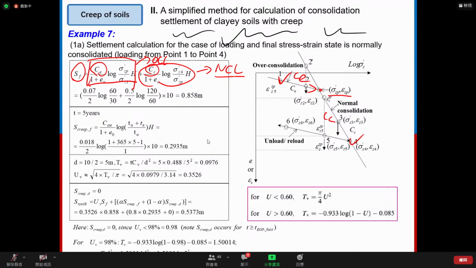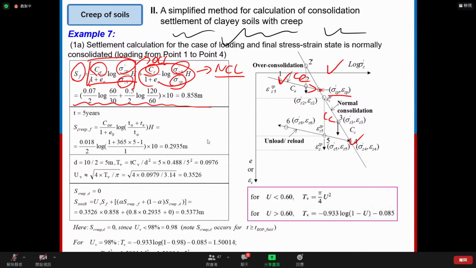No problem. The only thing is we should carefully determine the final stress state and the initial stress state on each line, so that we can get the accurate result for the S final. So this is a method using this chart or this figure to calculate S final.